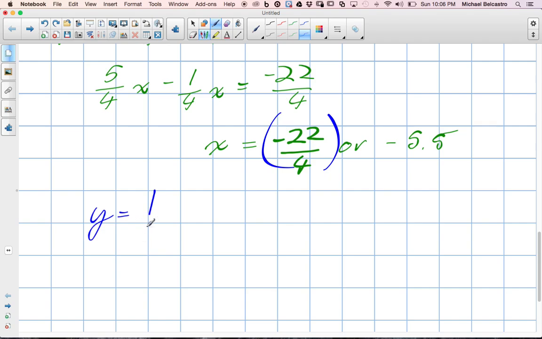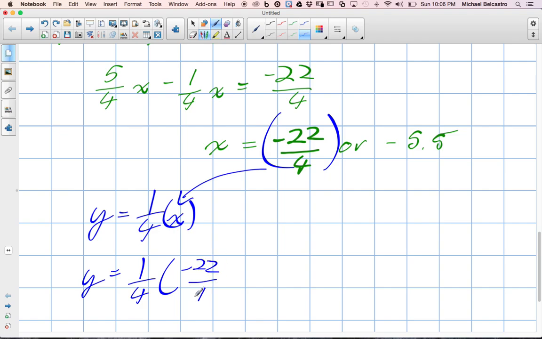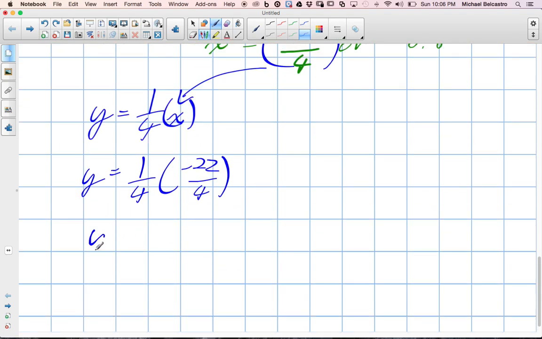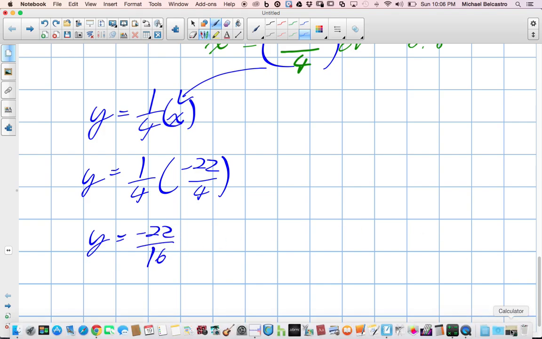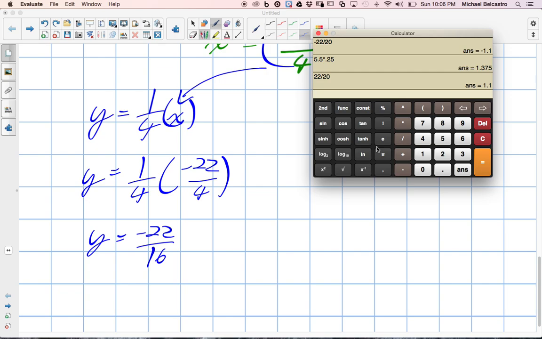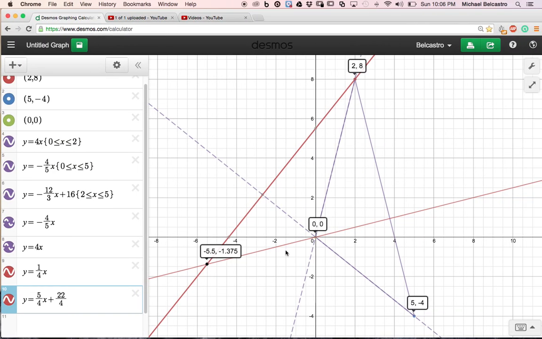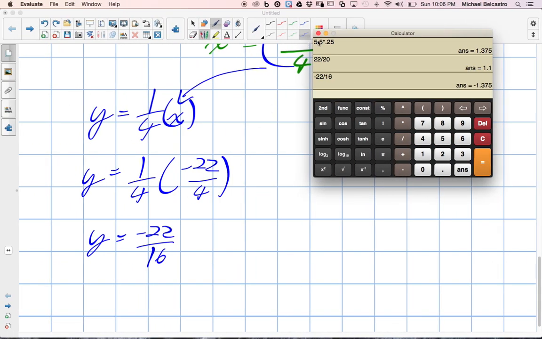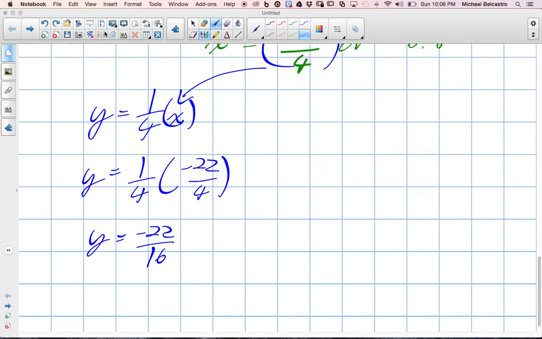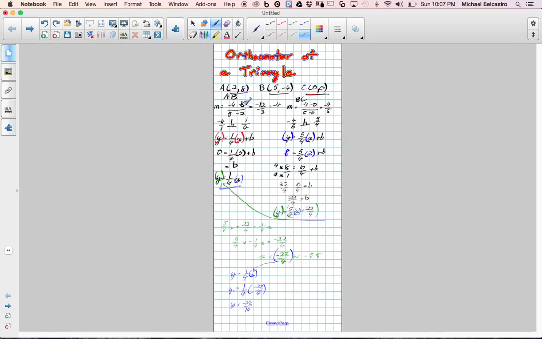Y is equal to 1 over 4x, and we're going to plug in this value for the x, and then we're going to multiply. So we get y is equal to 1 over 4 times negative 22 over 4. Y will be equal to negative 22 over 16. And when we plug that into our calculator, negative 22 divided by 16, we get negative 1.375. And negative 1.375 is exactly our value. So that is how you can find the orthocenter of a triangle.